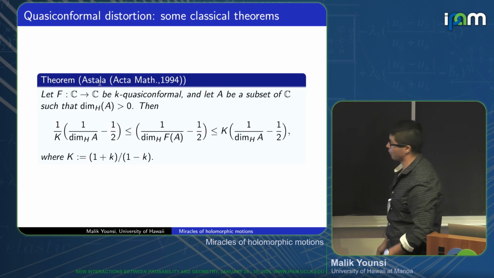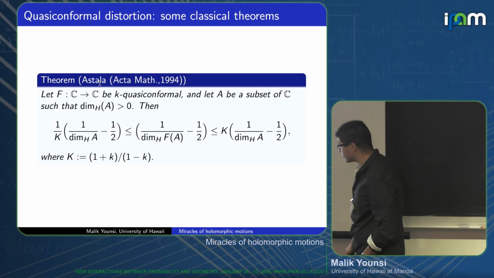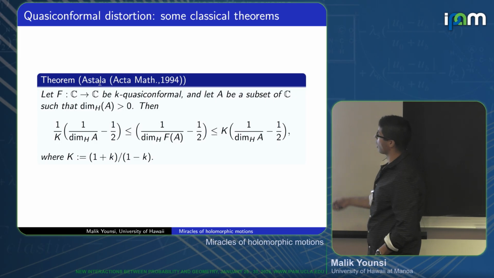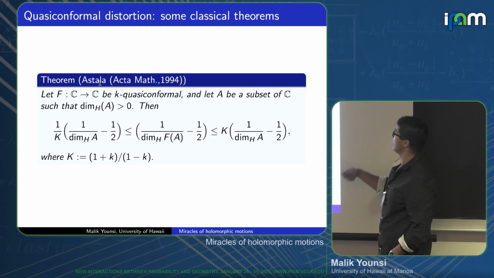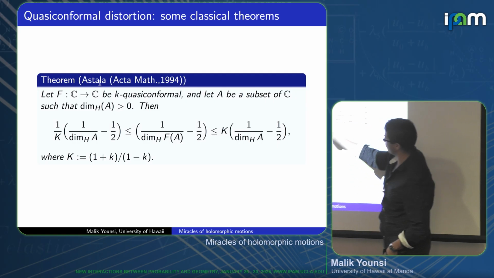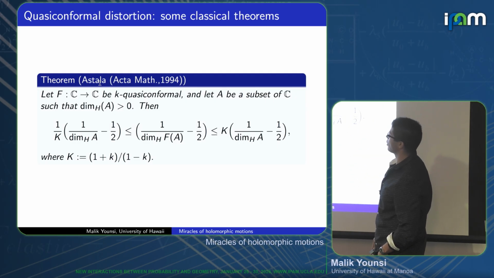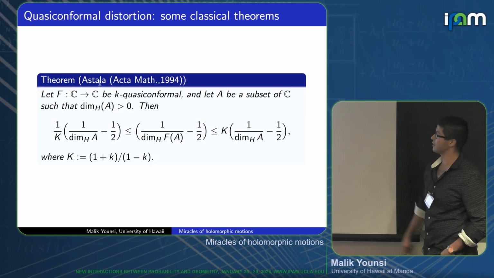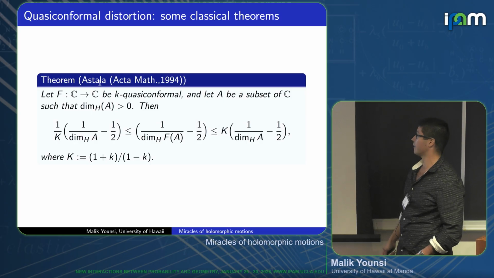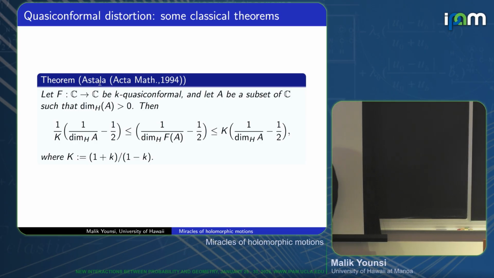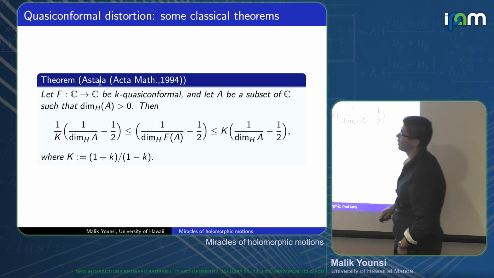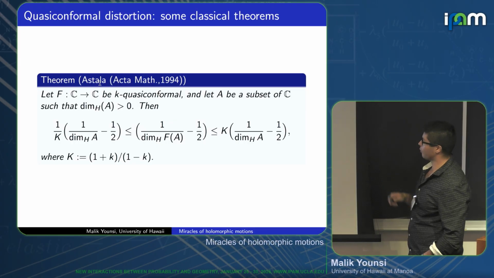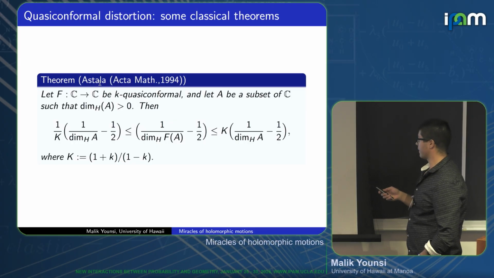The first one is a classical theorem of Astala from 1994, who studied the distortion of dimension under quasiconformal mappings. If you start with a k-quasiconformal map, and you start with a set A in the plane with positive dimension, let's say, then you can quantify how bad the dimension of the image can be. It has to satisfy these two inequalities, upper bound and lower bound. And here the capital K is related to the little k by the following formula. So that's one theorem about quasiconformal distortion that's well known nowadays.